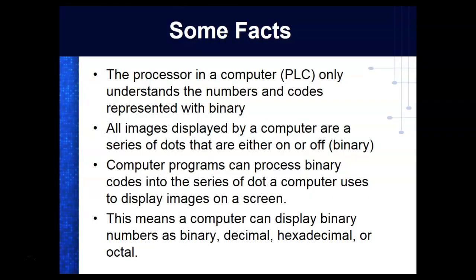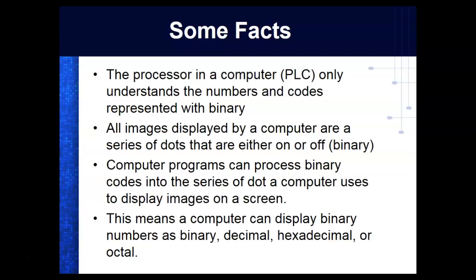The processor in a computer or a PLC only understands the numbers and codes represented with binary. All images displayed by a computer are a series of dots that are either on or off. And we use three primary colors, by the way: red, green, blue, and black. If you notice, your screen is a black background. And we can turn those different little triads on. We call them a triad because red, green, blue. Then we combine them into a square that we refer to as a pixel. So a pixel is one or more triads. And then we control the digits inside a triad. The dots are all controlled the same, which is pretty interesting.